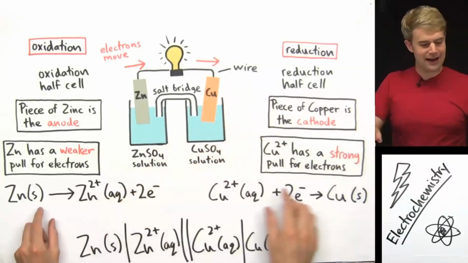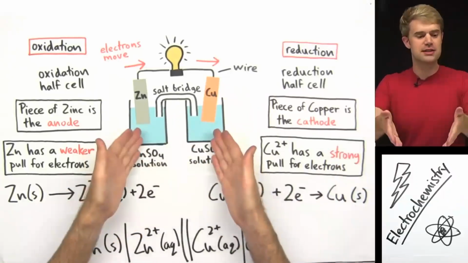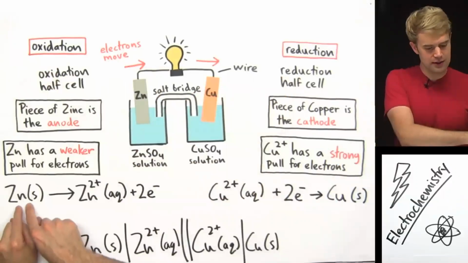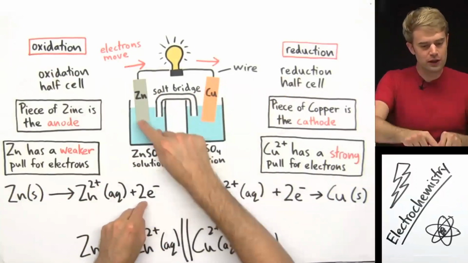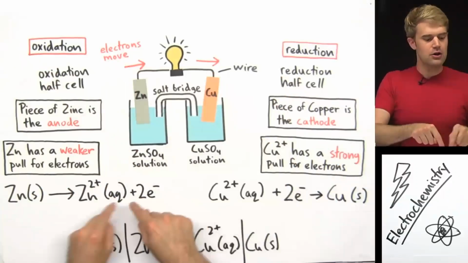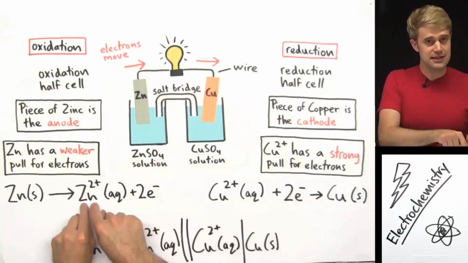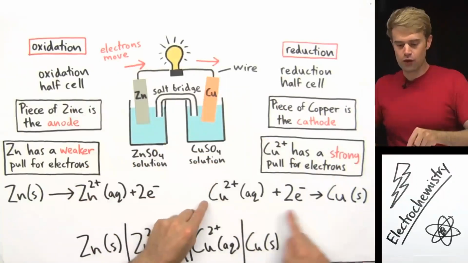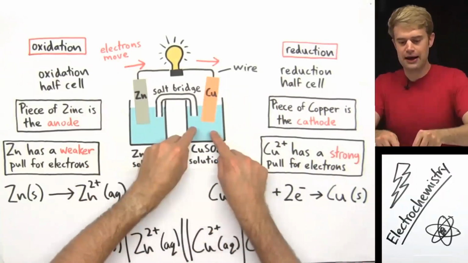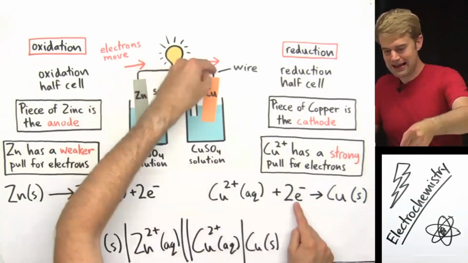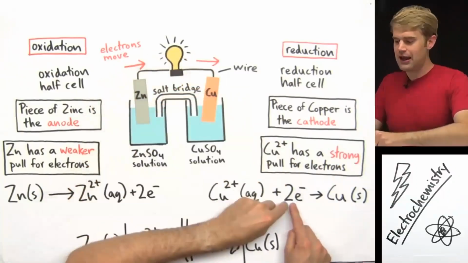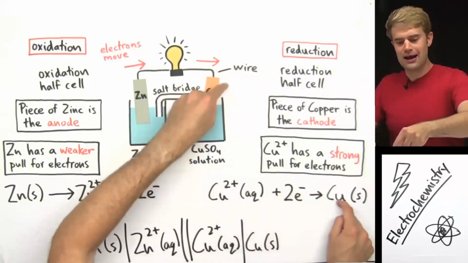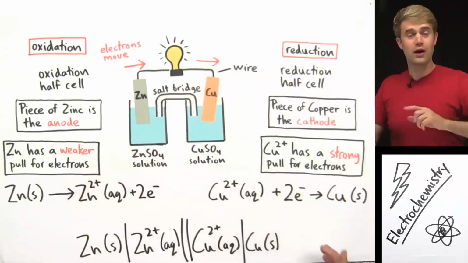Then finally, we can write half reactions for the two processes that are happening in the different half cells. Here is solid zinc losing 2 electrons because they're moving out to turn into a zinc 2+ ion, which is going to enter the solution. And then over here, Cu2+ ion that's in the solution gains 2 electrons and turns into solid copper. It's going to attach to this metal right here.